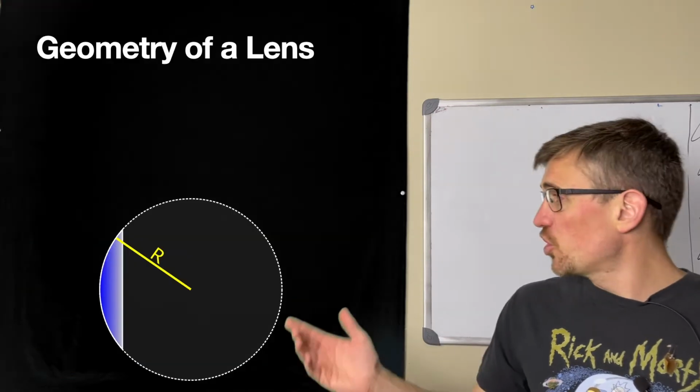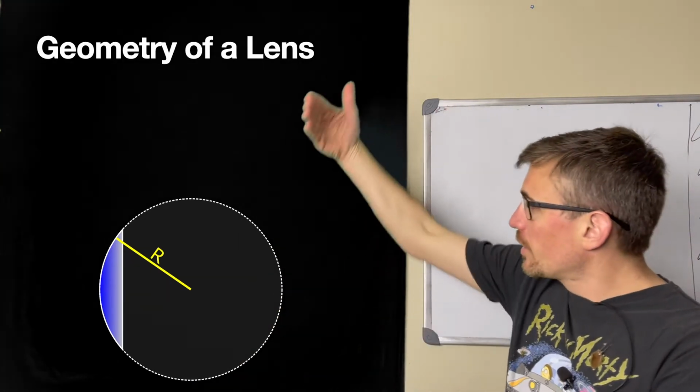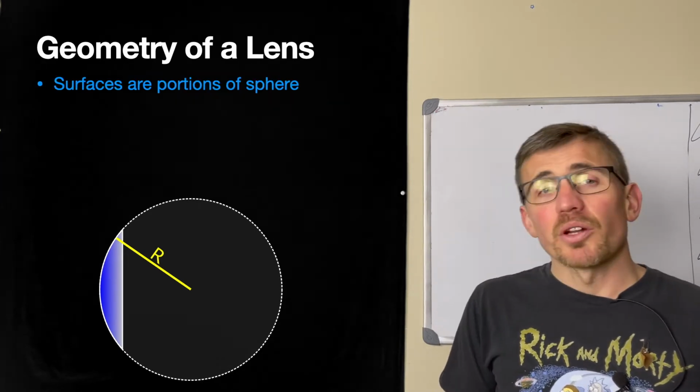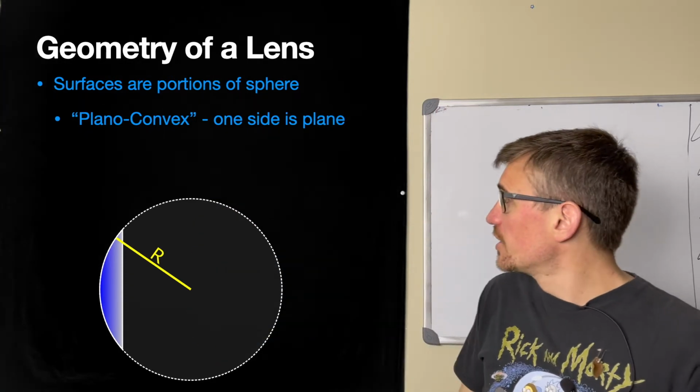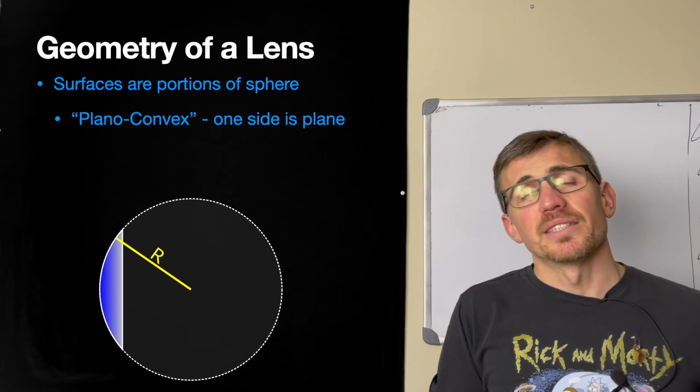Now let's look at the geometry of a lens. Typically, if you imagine a spherical surface and we slice some of it off, we have a portion of that sphere. That is what our lens is going to be made out of. If we have a flat side, if one of the sides is just chopped off, that is what we call a plano-convex lens. One of the sides is a plane.